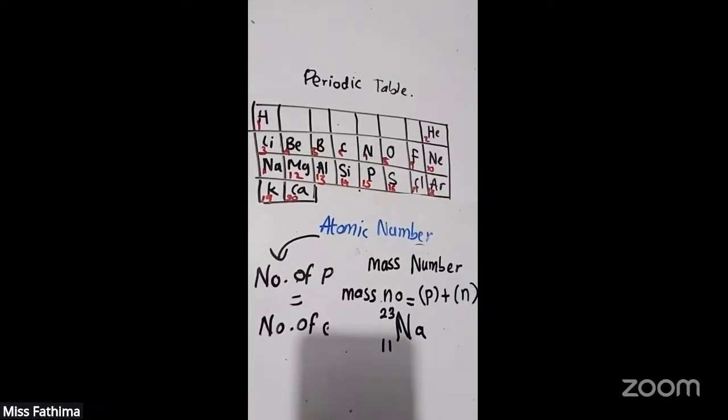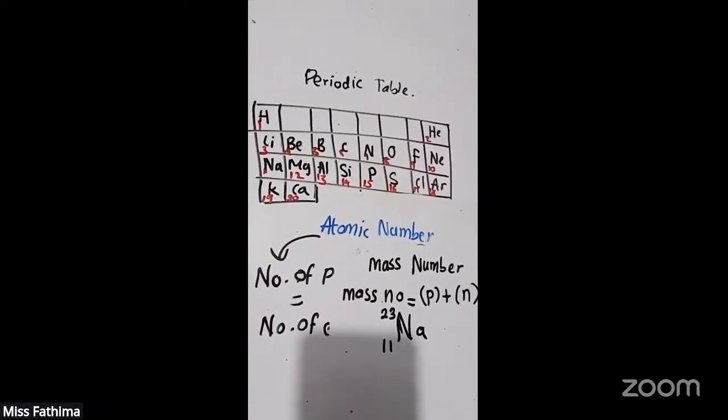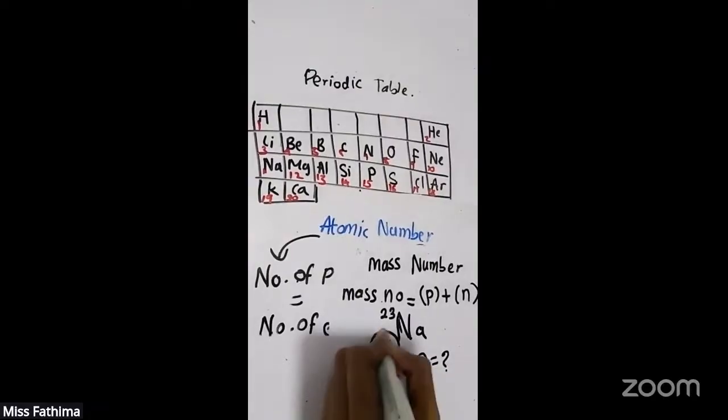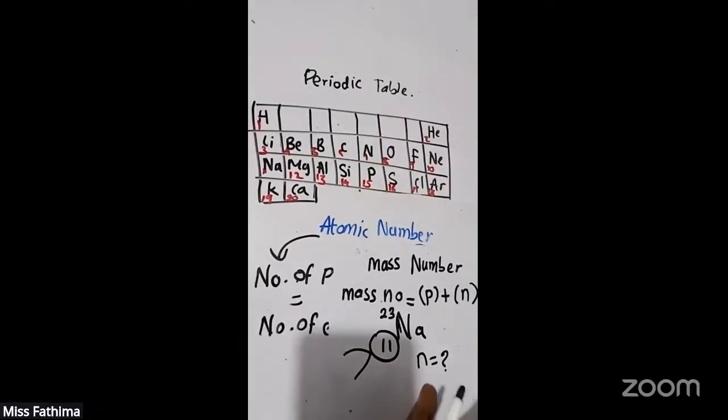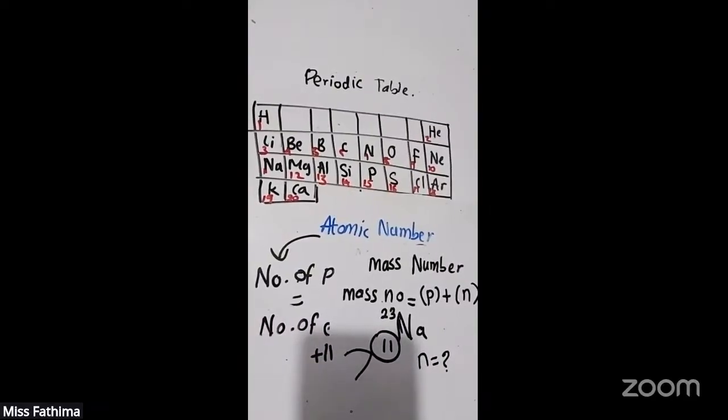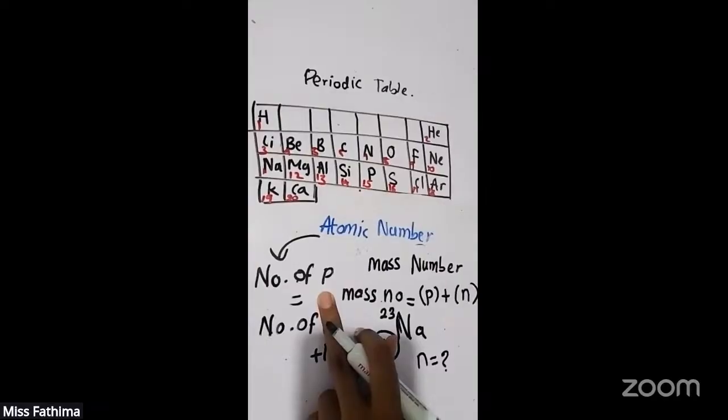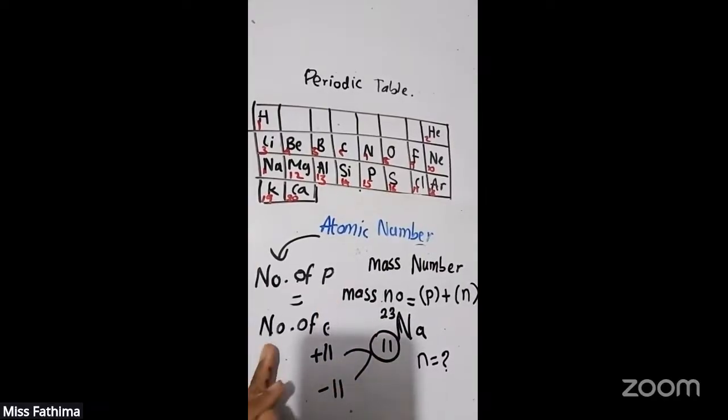And I know that the atomic number is 11. Now my question is, what is the number of neutrons? You are supposed to find. This is a question that they can ask you in your exam. So listen. This 11 is equal to two things. What is that? Plus 11 as the proton number, minus 11 as the electron number, because the atomic number, you know, is equal to the proton number. Proton number is equal to the electron number.